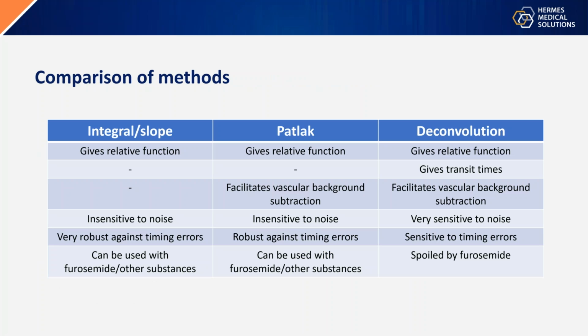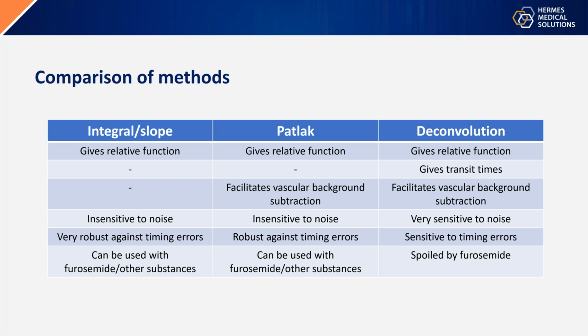So let's compare these methods. I'm going to merge the integral and the slope, since they are, for many intents and purposes, similar. So all of these functions can give us the relative function. That was the point of all of this. However, only the deconvolution also supplies us with the transit times. Both the Patlak and the deconvolution can facilitate vascular background subtraction. The integral will not do that, but it can use information from the Patlak to do this.